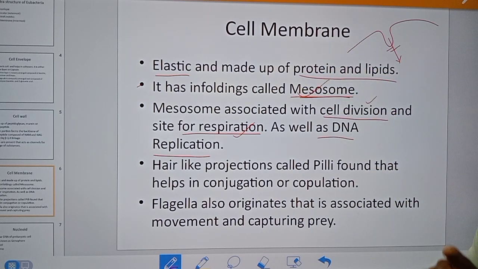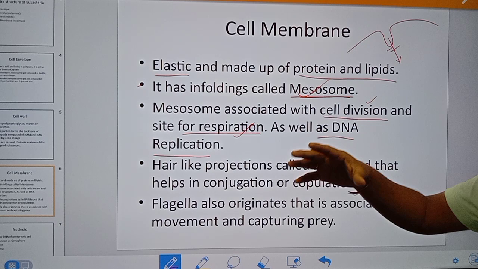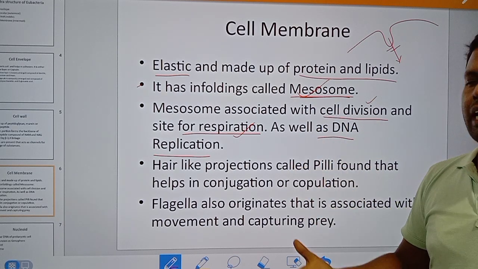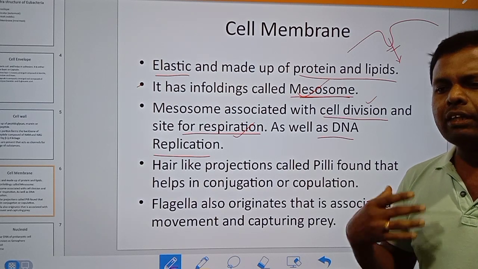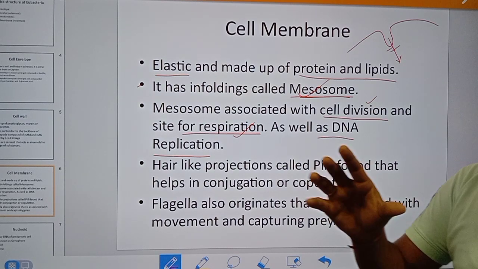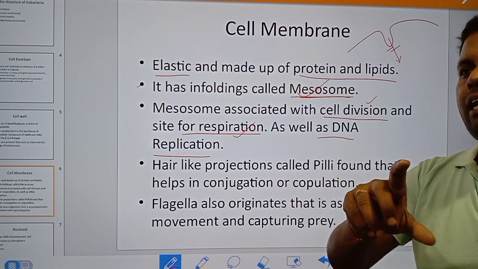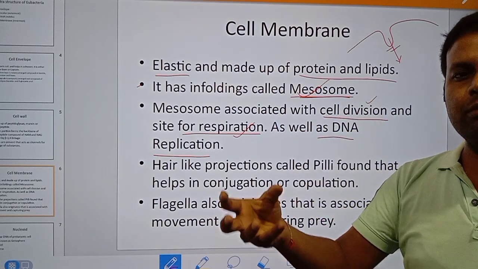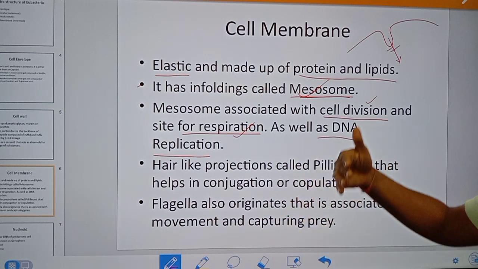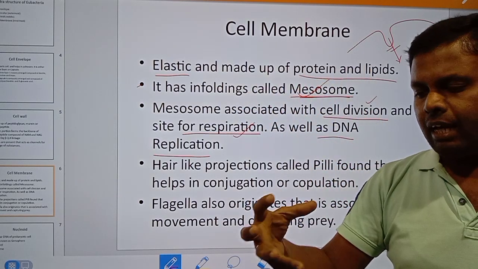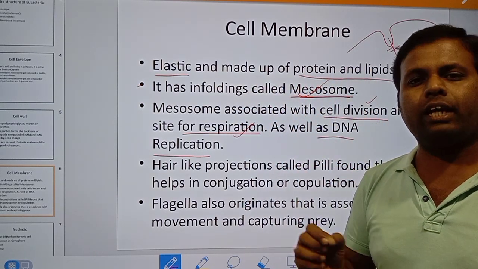This mesosome is the site for respiration because most of the respiratory enzymes are located in this mesosome. But a question may come, in eukaryotic cell all the respiratory enzymes are present in mitochondria. Okay, but in case of prokaryotic cell, the respiratory enzymes are located in dash.